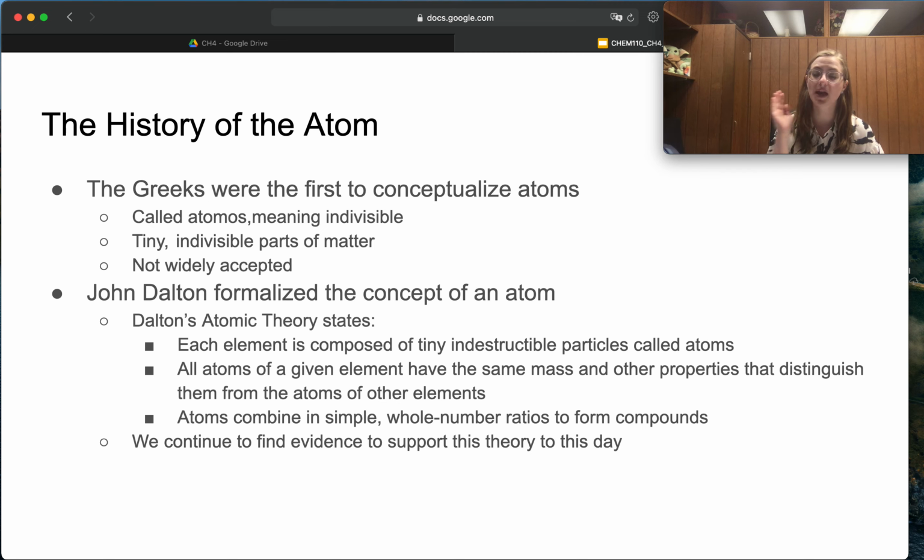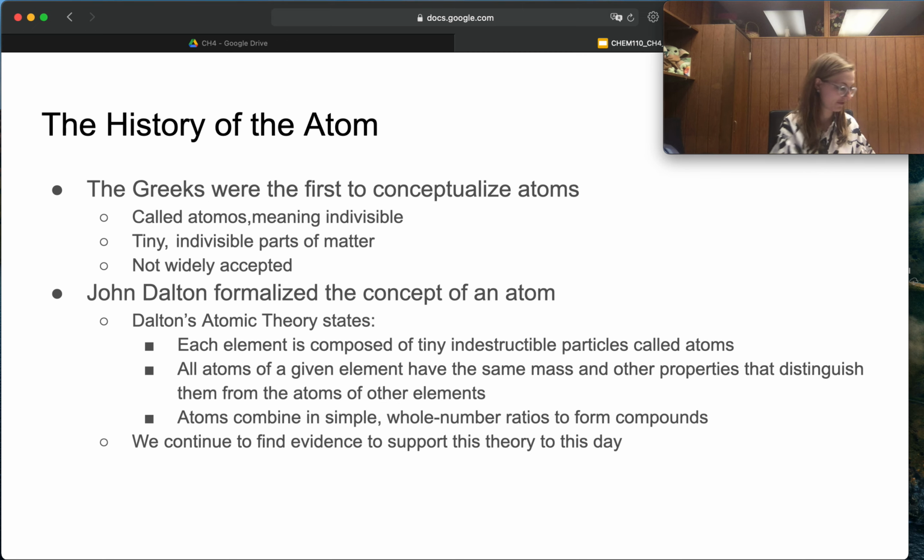So they knew you could cut matter up, but what they're saying is at some point you can't cut it up anymore. You're going to get to a stopping point. So that was their thought process there, and they called those littlest pieces you could get atomos because they were indivisible once you got to that point. As they were presenting these ideas, of course, as often happens in science, they were not very widely accepted. So it sat on us for hundreds of years, these concepts from the ancient Greeks, up until we meet John Dalton.